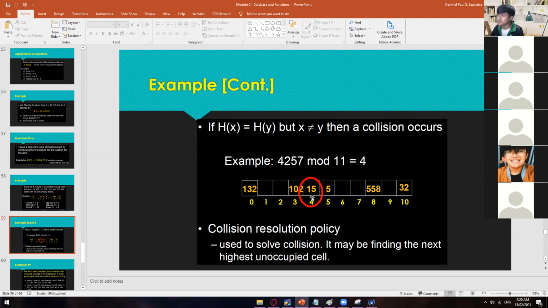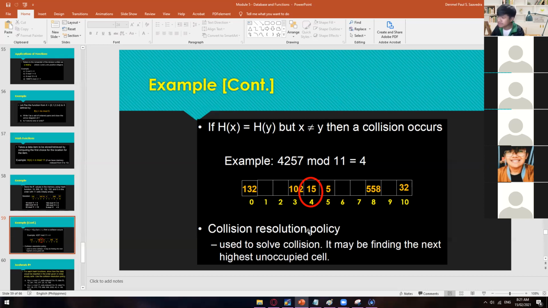All right. So for example, we have here 4,257 as a new data, wherein of course we're still going to use this formula since we're storing that one in the same database or storage. So as you guys can see, we'll get a remainder of 4, wherein our fourth cell is already contained by the data number 15. So we have a resolution for that one.